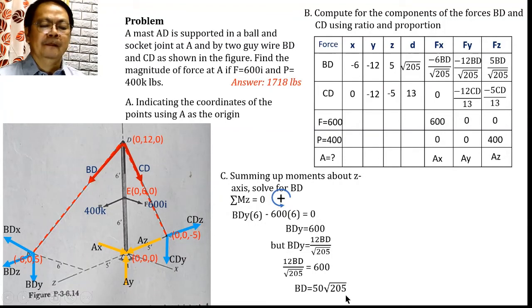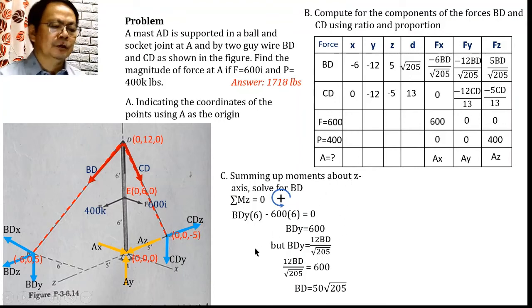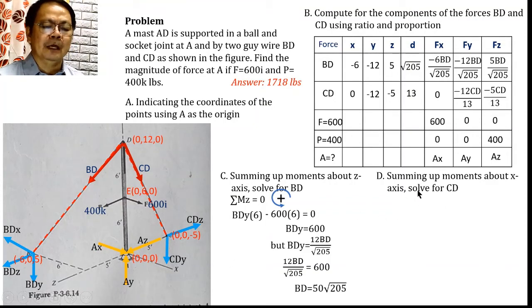Diba? So, what else? What shall we do next? So, gaya ng nakikita natin dito, masosolve natin yung AY kapag nasolve natin yung CD. Sa makatwid, we need to compute for the value of CD here. And how are we going to do it? Now, if we will be taking moment summation about this axis, about x-axis, ano? So, subukan natin yan. Summing up moments about x-axis, we can now solve for CD. So, ito yung ating x-axis.